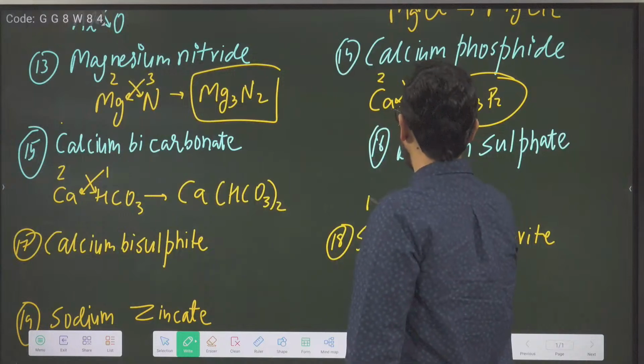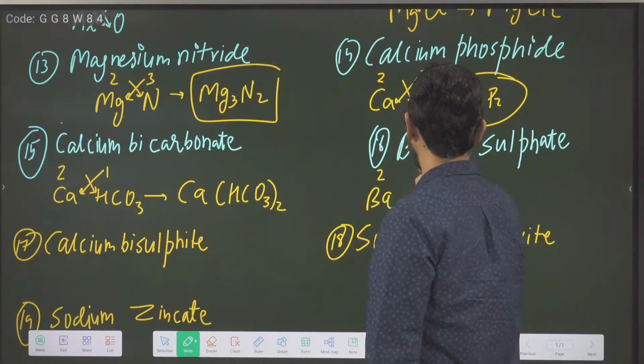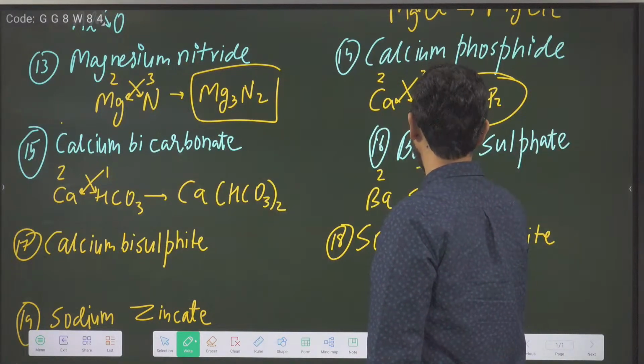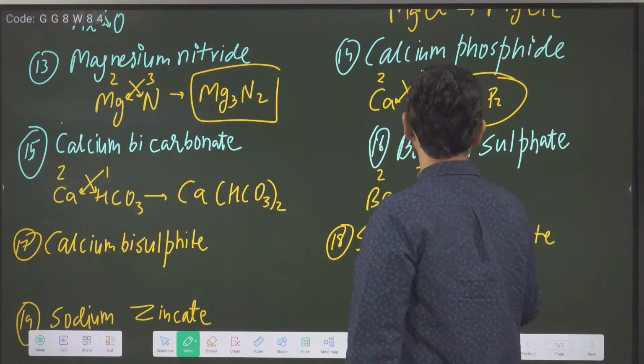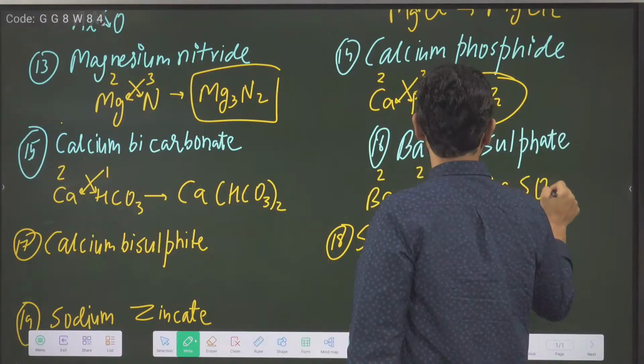Barium sulfate. Barium is always 2 plus, sulfate in anions we have discussed, 2 minus. Simplest ratio will be BaSO4.